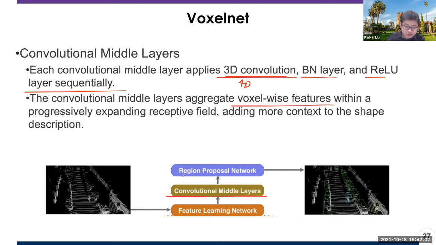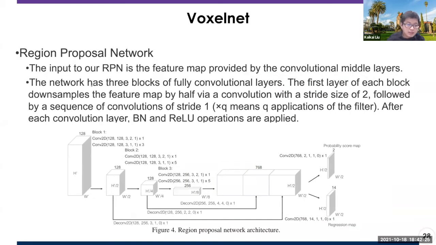After they get the features, they need to go to the region proposal network. Region proposal network is similar to the Fast RCNN. They get the bounding boxes. Since it is only a one-stage detector, the region proposal network can directly output the proposal. They utilize this proposal, the bounding box, as the final 3D bounding box. So their region proposal network looks like this.